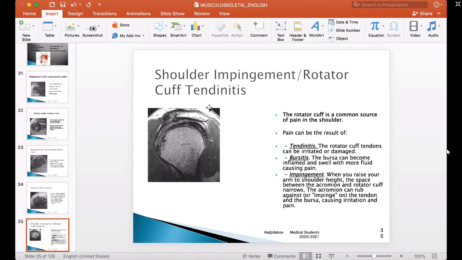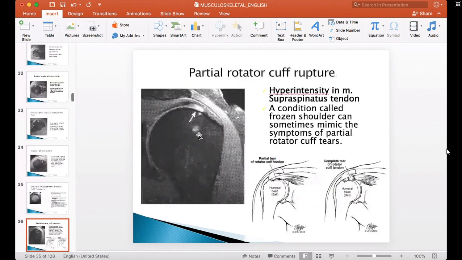The space between the acromion and the rotator cuff narrows. This is this space here. So the acromion can rub against, or we call it impinge on, the tendon of the bursa, this tendon, and this causes irritation and severe pain.